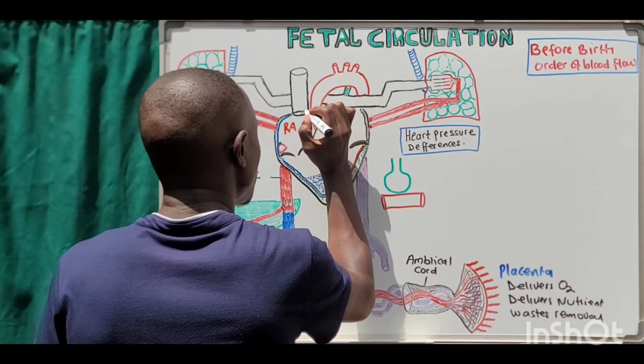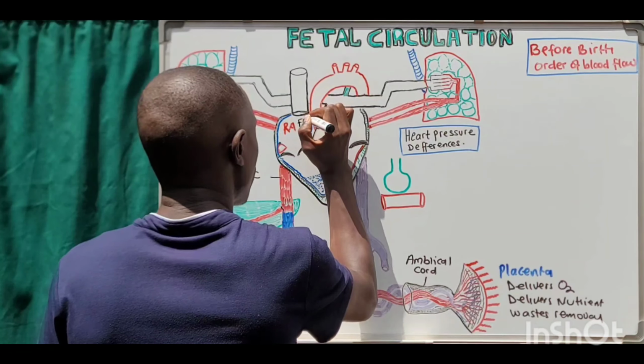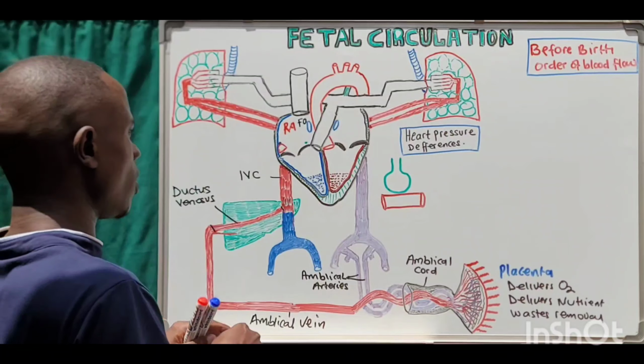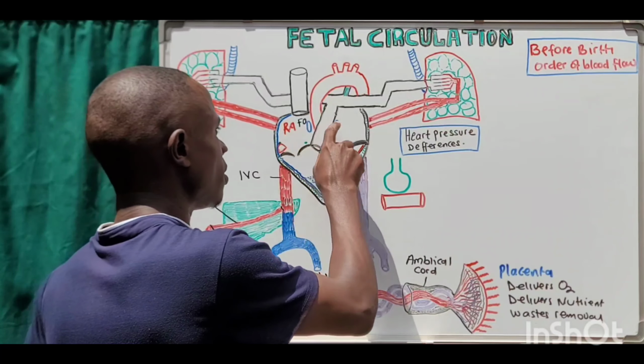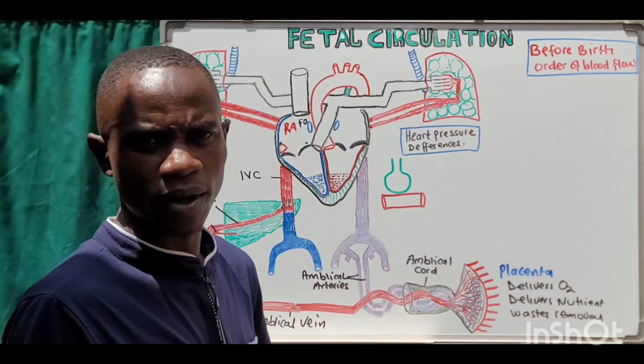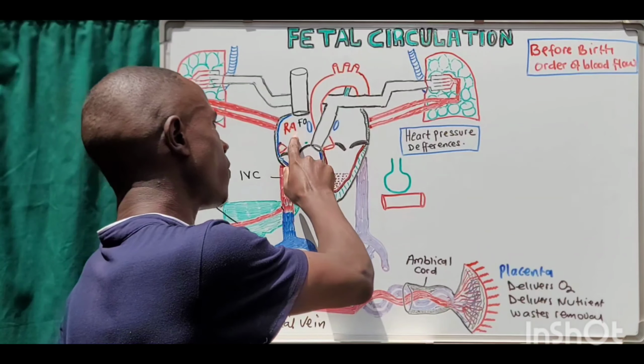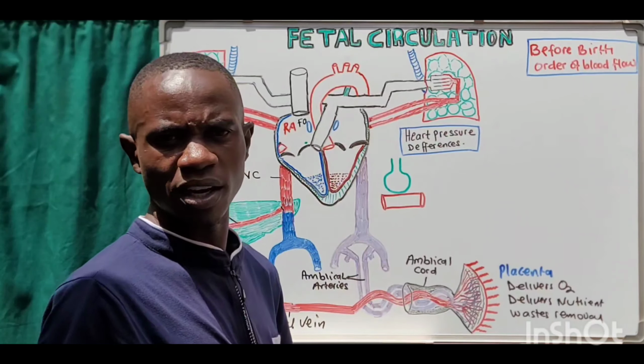I'm going to denote it as FO. So that one is what we call foramen ovale. It is helping shunt the blood from the right side of the heart to the left atrium. We shall also go ahead and see why this blood is shunting from the right atrium to the left atrium.